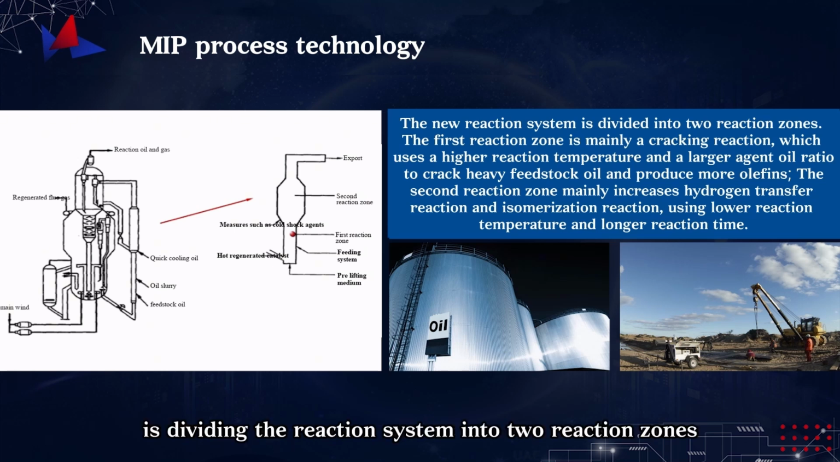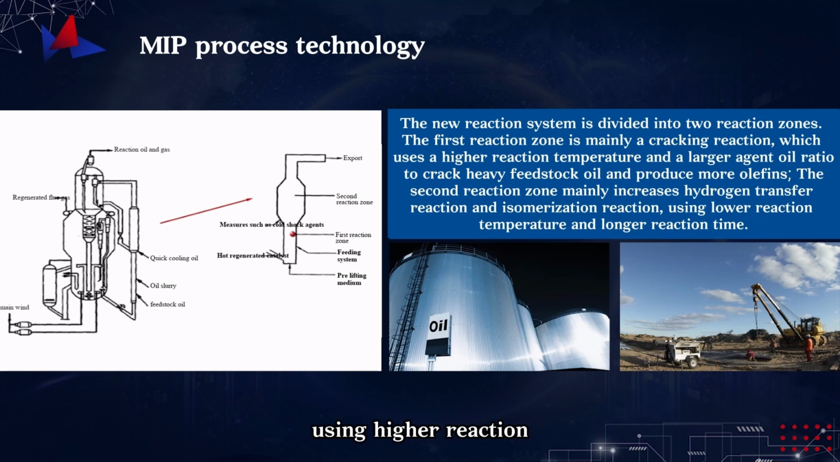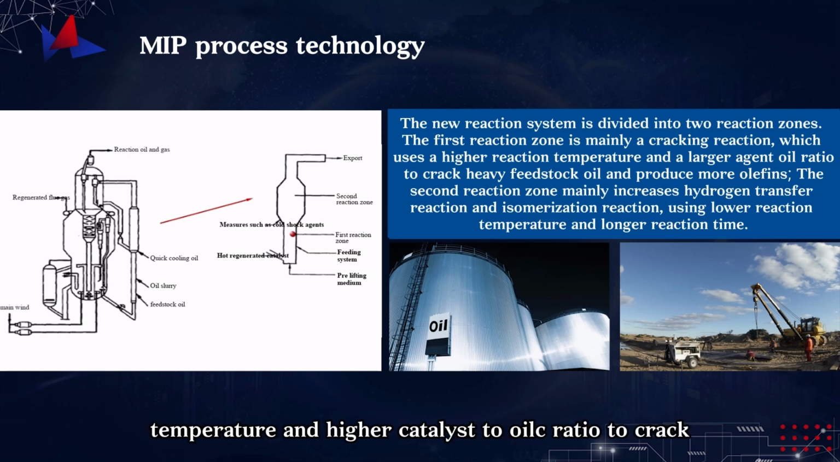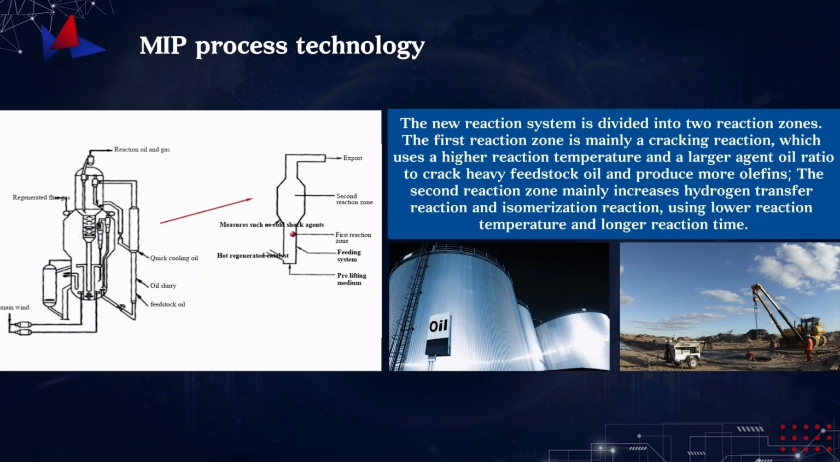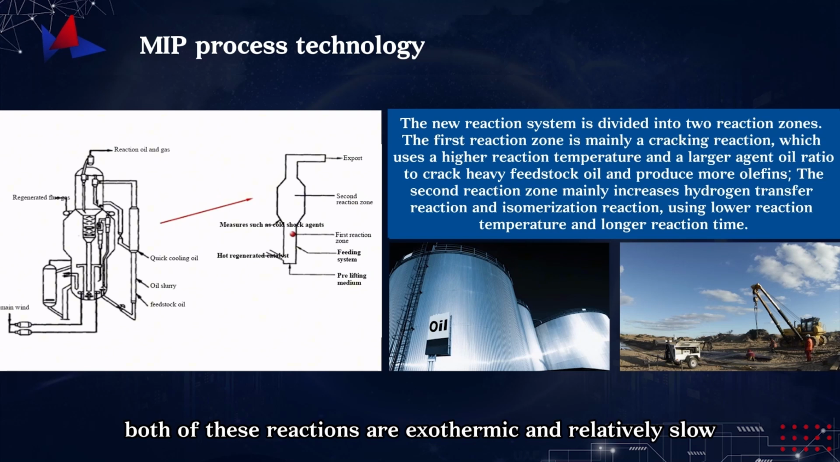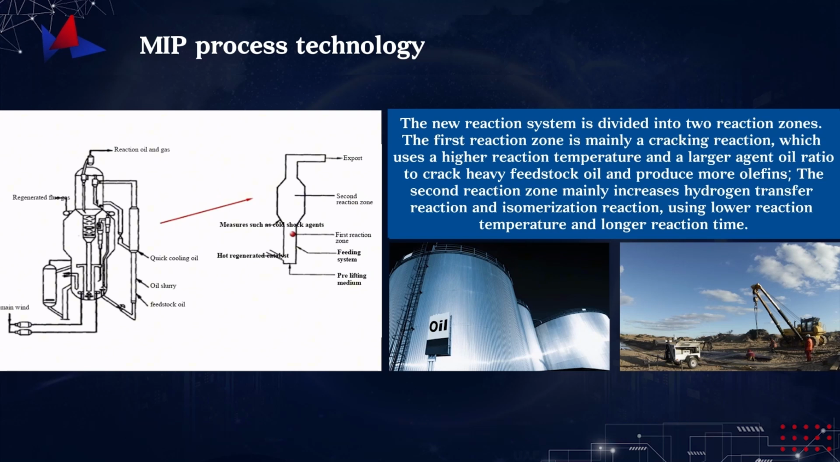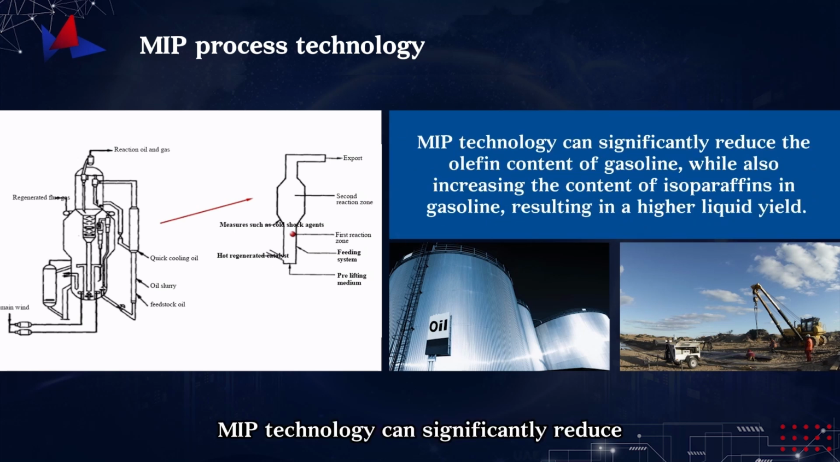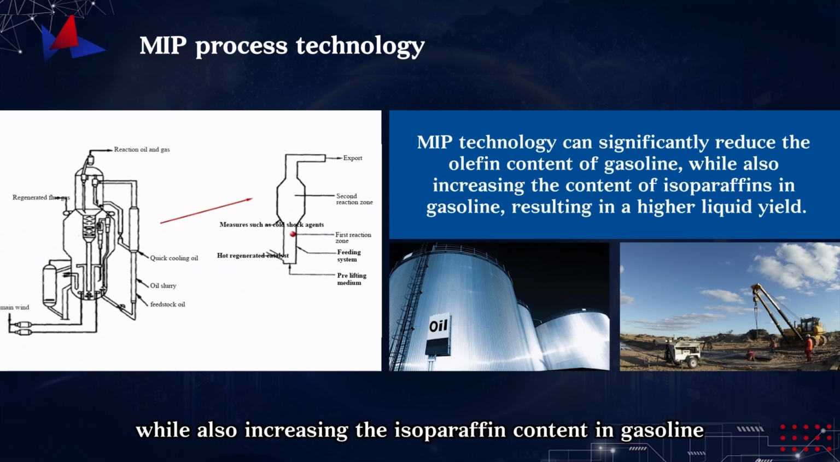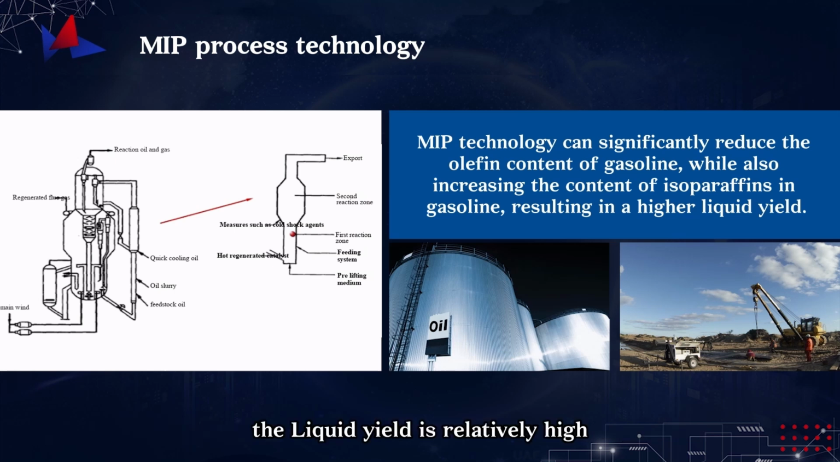The process characteristic is dividing the reaction system into two reaction zones. The first reaction zone is mainly for cracking reactions, using higher reaction temperature and higher catalyst-to-oil ratio to crack heavy feedstock and produce more olefins. The second reaction zone mainly enhances hydrogen transfer reactions and isomerization reactions. Both of these reactions are exothermic and relatively slow. It uses lower reaction temperature and long reaction time. MIP technology can significantly reduce the olefin content in gasoline, while also increasing the isoparaffin content in gasoline. The liquid yield is relatively high.